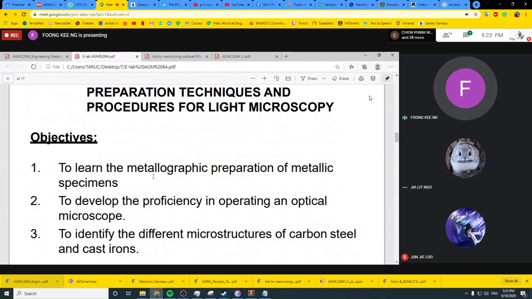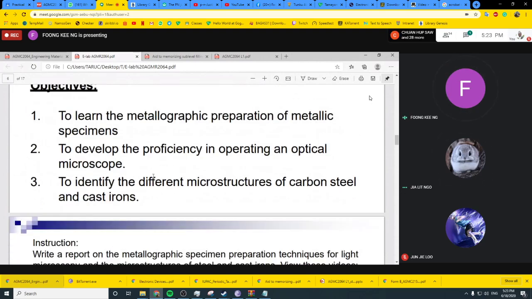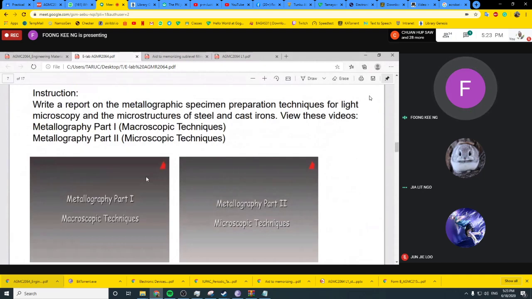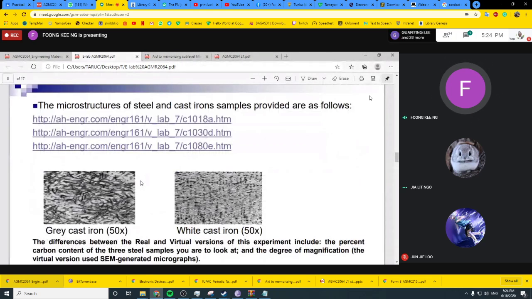Because everything is quite uncertain at the moment, for this experiment you will be provided the technique to prepare the sample for observation under the microscope, and then the microstructure will be provided to you. Thank you. Any other questions?